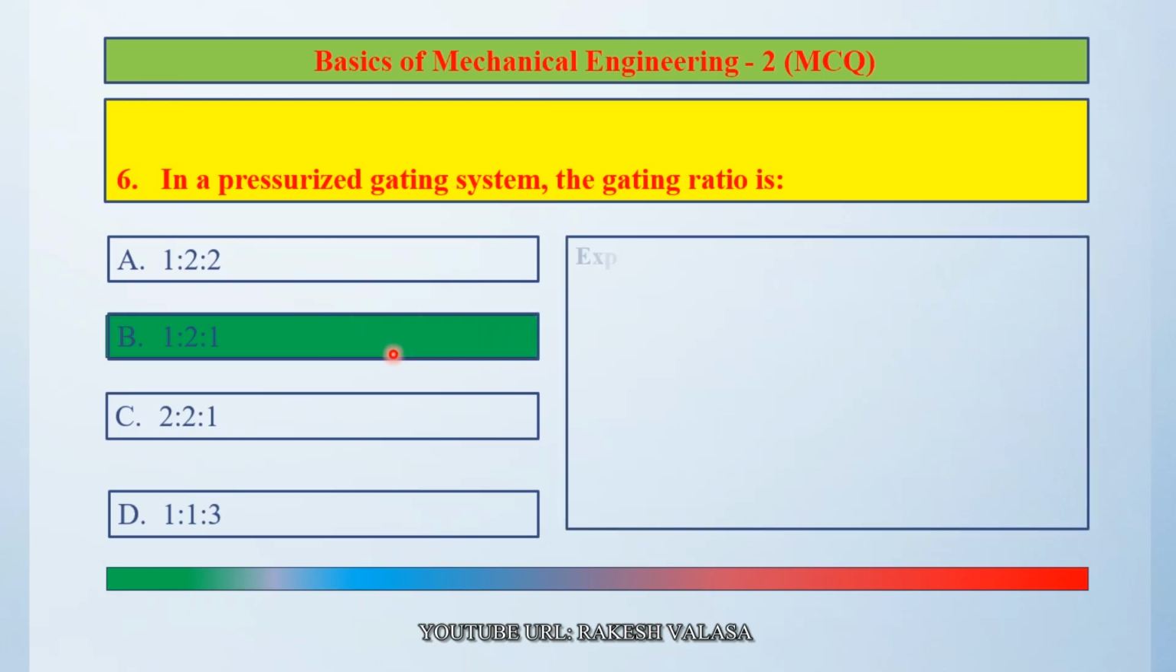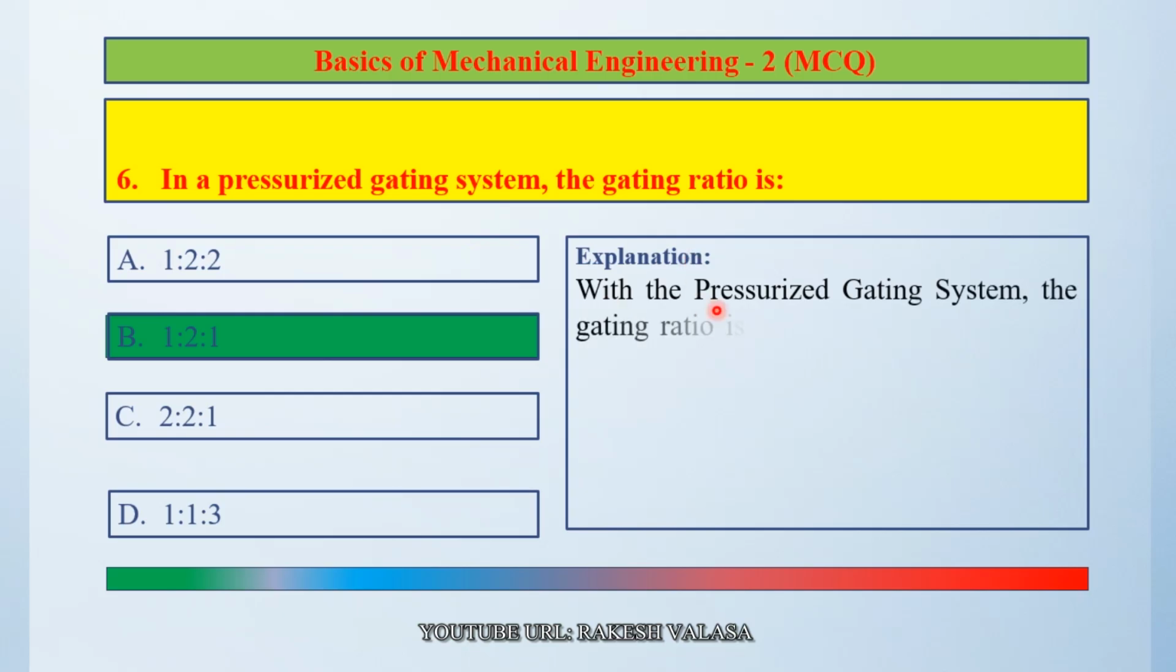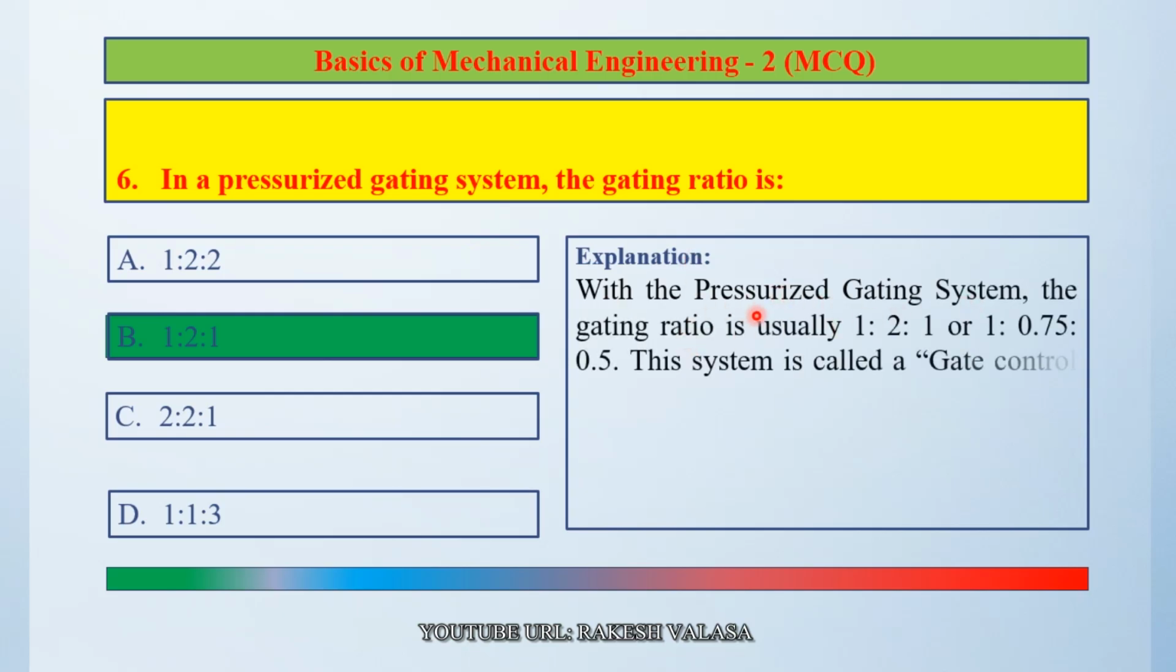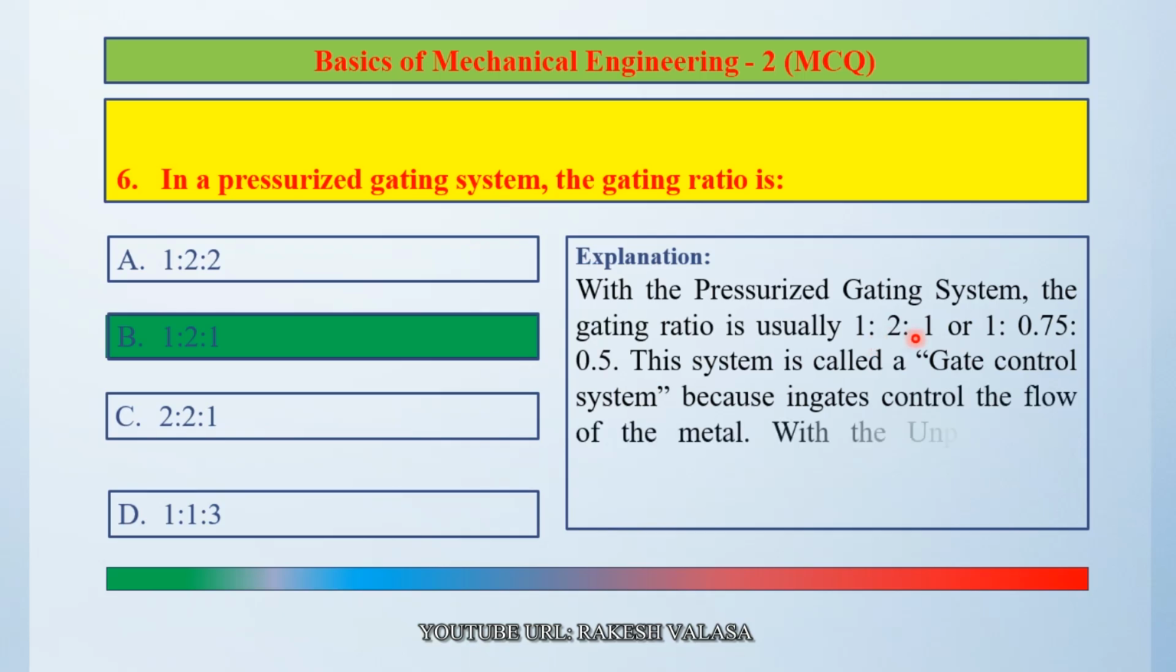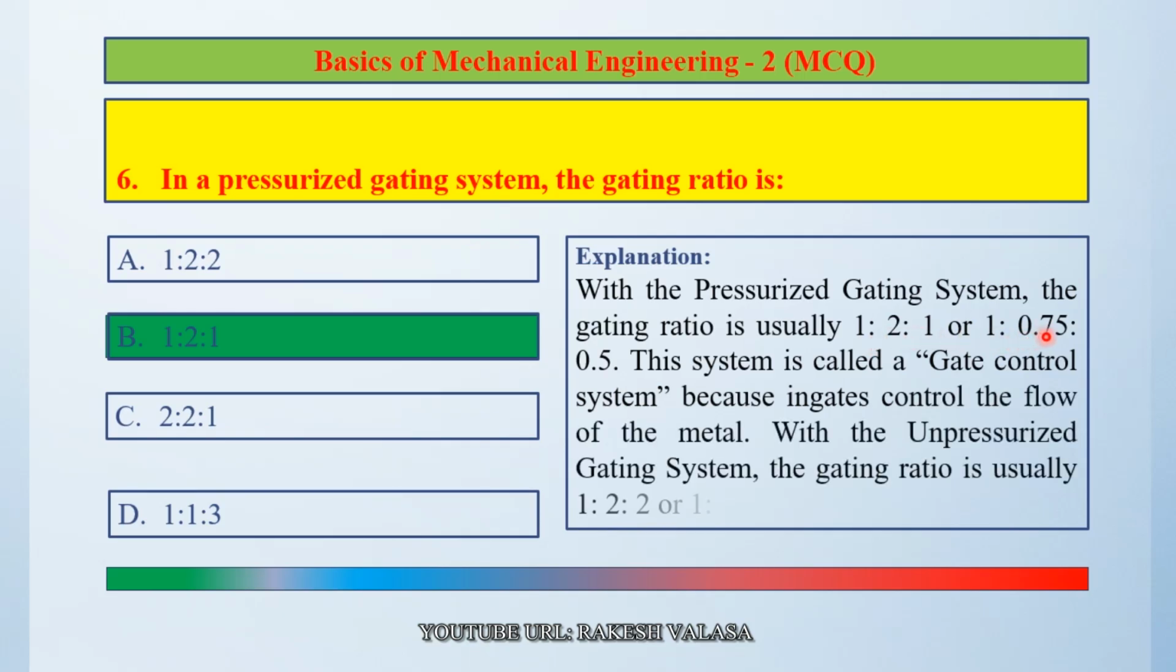Let us see the explanation. With the pressurized gating system, the gating ratio is usually 1 is to 2 is to 1 or 1 is to 0.75 is to 0.5. This system is called a gate control system because in-gates control the flow of the metal. With the unpressurized gating system, the gating ratio is usually 1 is to 2 is to 2 or 1 is to 3 is to 3 or 1 is to 1 is to 3. So the correct answer is option B 1 is to 2 is to 1.